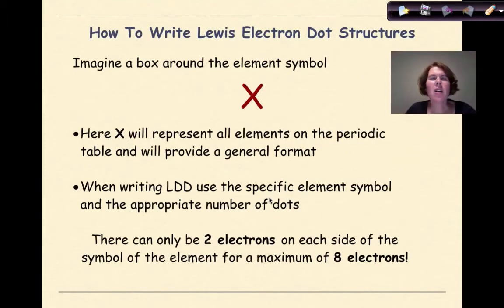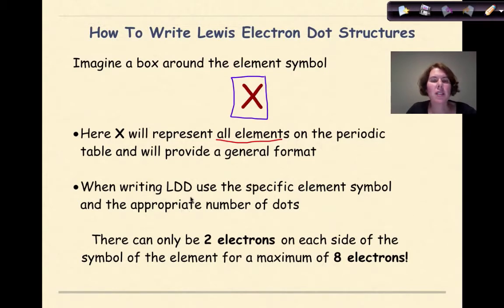So, how to write a Lewis dot structure. The first thing I want you to do is to imagine a box around the element symbol. So this X right here is representing all elements on the periodic table. We're using this as a very generic symbol to represent any element in a particular group, and it will help us with a general format. So we're going to imagine a box around this. So a little box just like this.